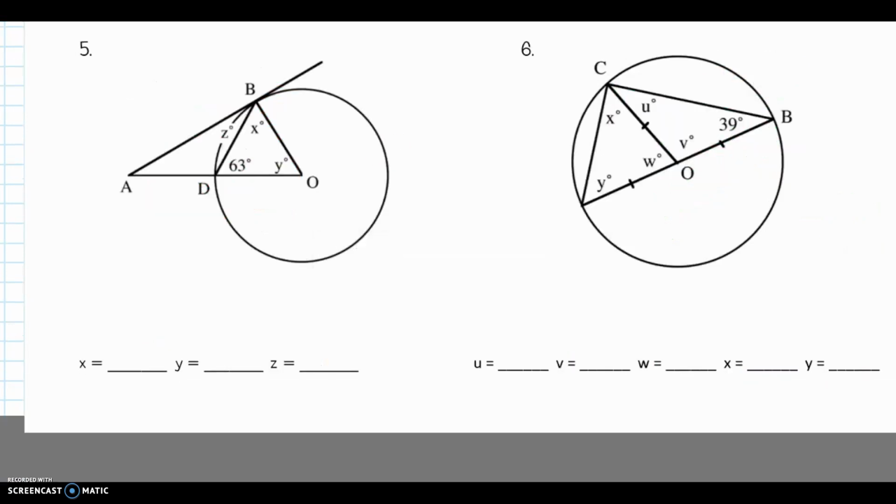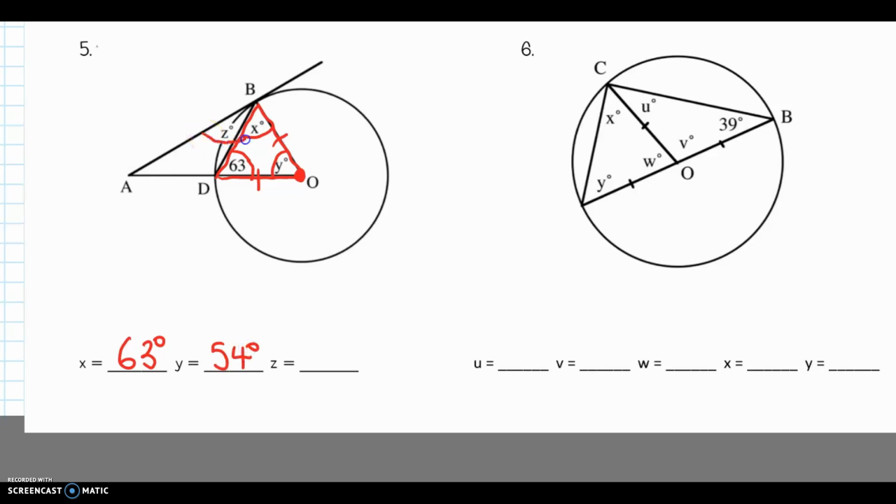Okay, on question 5, what you needed to remember was that this is the centre of the circle. So this line is a radius, and this line is a radius, so they're the same length. So this is an isosceles triangle. If that's an isosceles triangle, then these two angles at the bottom are the same, which means X has to be 63 degrees. And then you can use angles in a triangle, all three have to add up to 180. So 63 add 63 is 126. Take away from 180, Y must be 54.